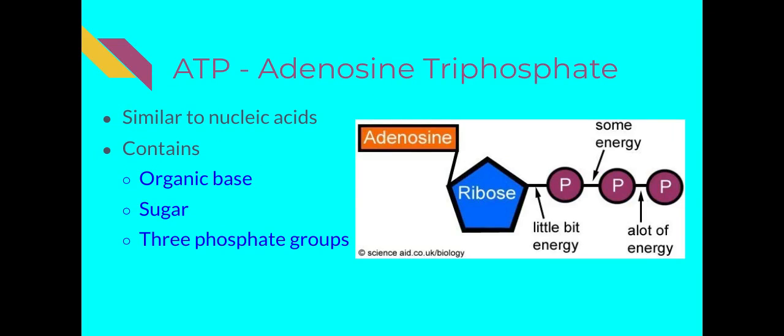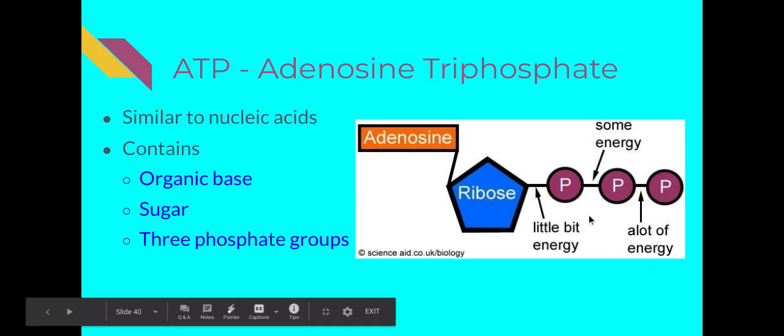Now, I have one more slide here, and I want to talk about ATP. ATP is not actually a nucleic acid, but it is related to nucleic acids. And that's because it actually has a very similar structure to a nucleotide. So you can see here, ATP is called adenosine triphosphate. Adenosine is the nitrogen base, and then it has ribose in it. So that's the sugar that we have in RNA.